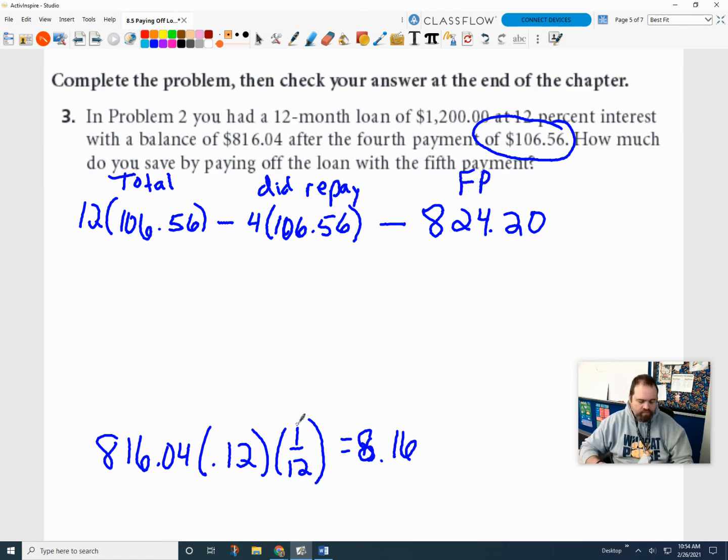Okay, so if I take that 12 payments of $106.56, we only made 4 payments of $106.56, and then that last big payment of $824.20, we saved $28.28.